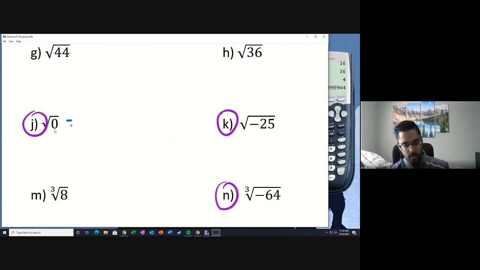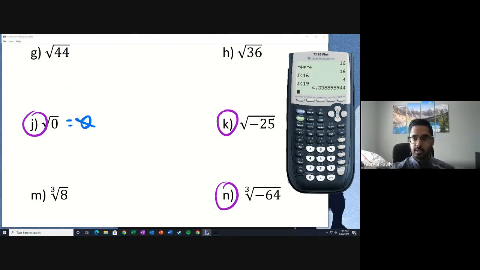Now, the only way that that works is if I do 0 multiplied with 0. That means my square root of 0 is 0. You can check that on your calculator as well. Square root of 0, right there. Okay, it will show you it's 0.